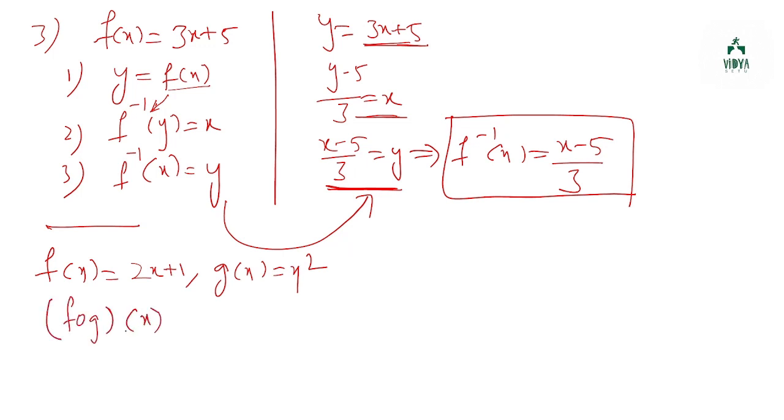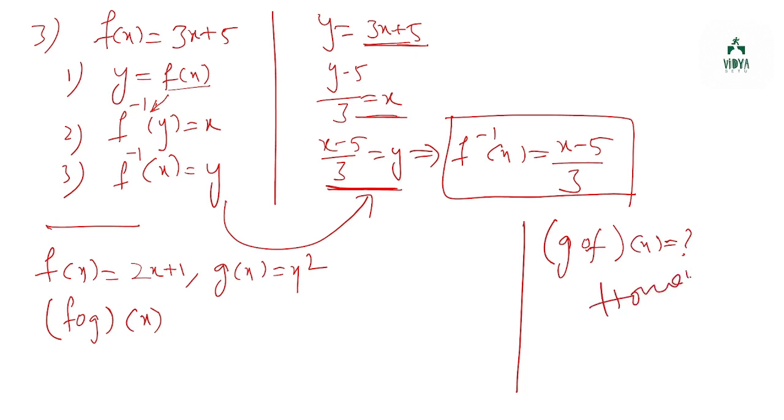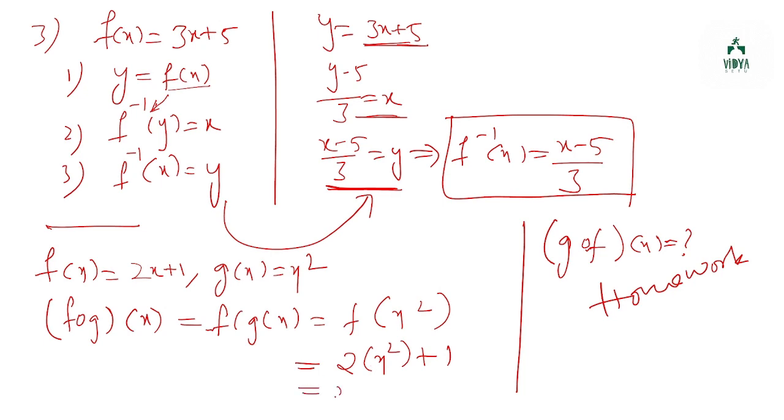I'll give you homework. You have to find g of f of x. Please do it and submit it in the Telegram group or to the educator. Okay, f of g of x. What is g of x? x square. What is f of x? 2x plus 1, but in place of x, put x square. 2x square plus 1.